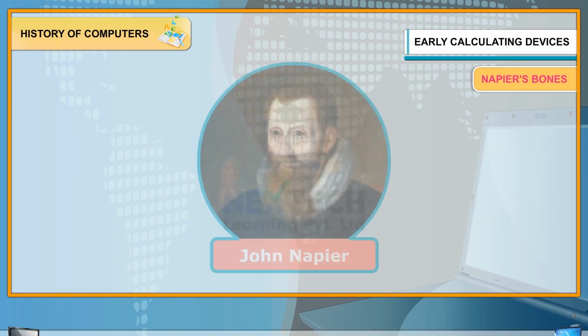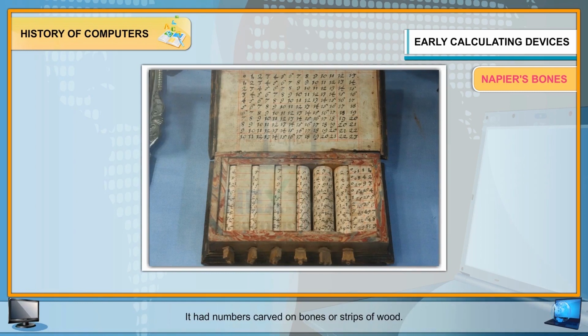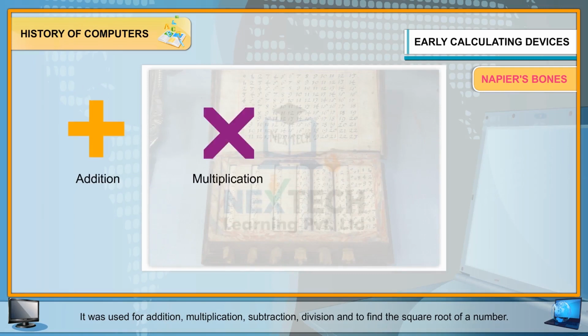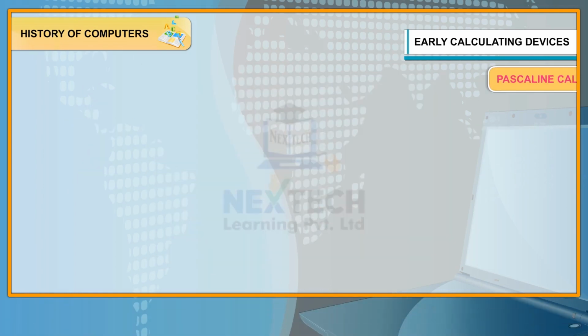Napier's bones. This device was made in 1616 by a Scottish mathematician, Sir John Napier. It had numbers carved on bones or strips of wood. It was used for addition, multiplication, subtraction, division, and to find the square root of a number.